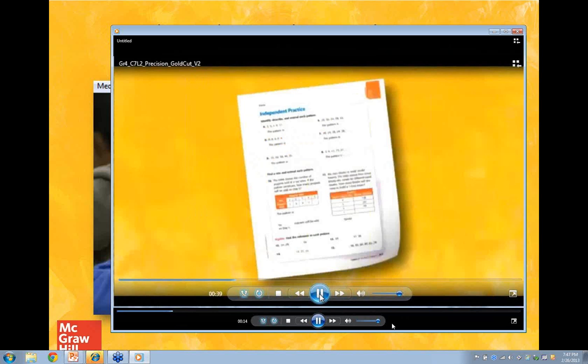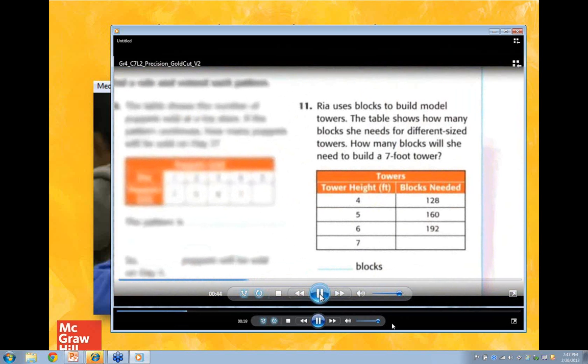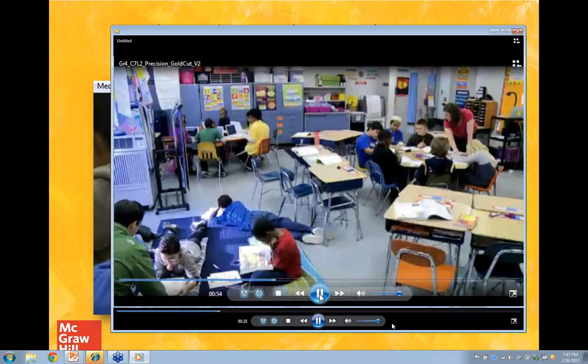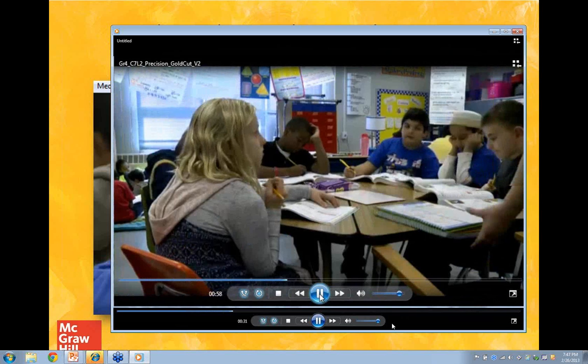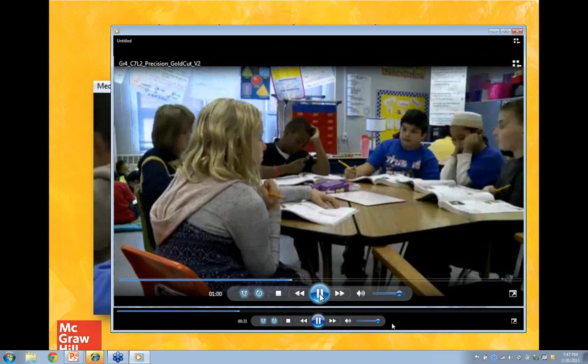I want you to look at problem number 11. Problem number 11 says, Leah used blocks to build model towers. The table shows how many blocks she needs for different sized towers. How many blocks will she need to build a 7-foot tower? Find the pattern, talk it out, try and find the rule, and find the missing number. Talk it out amongst yourself. Think out loud.